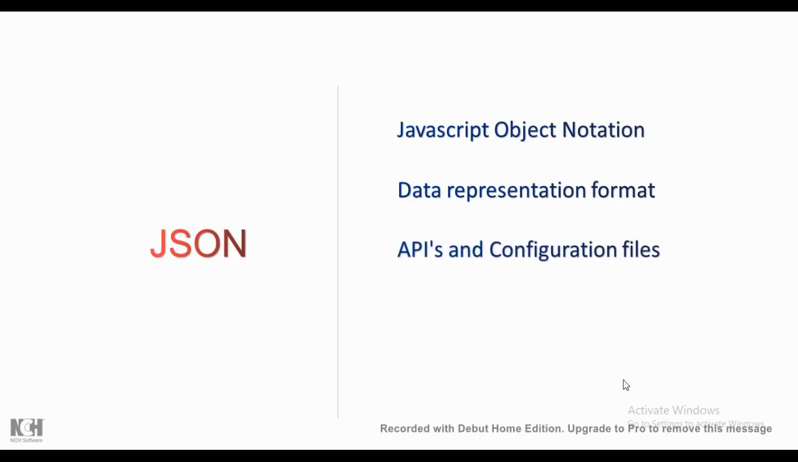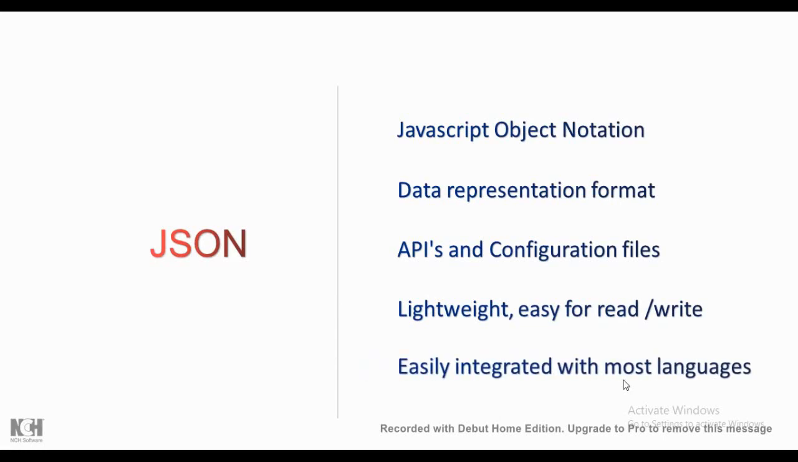APIs and configuration files often use it. It is lightweight, easy to read and write, and to store and retrieve data. It is easily integrated with most languages. Wherever you are using an API, you can use these JSON formatted objects.